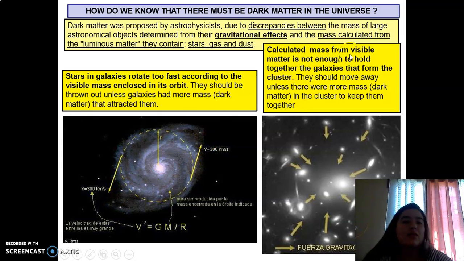And the mass calculated from visible matter is not enough to hold together the galaxies that form a cluster. So they should move away unless there were more mass, dark matter, and it's closer to keep them together.